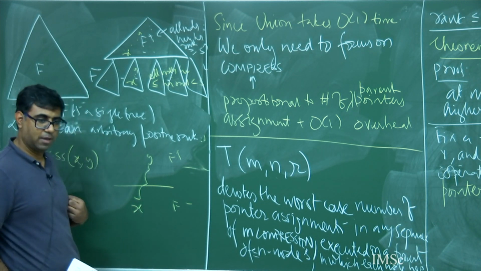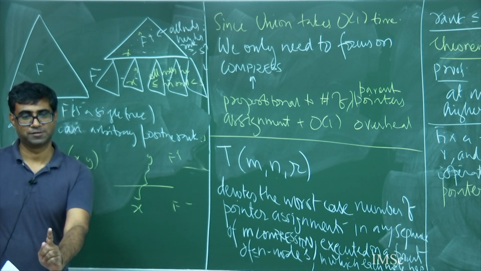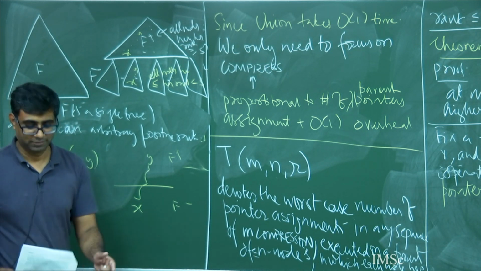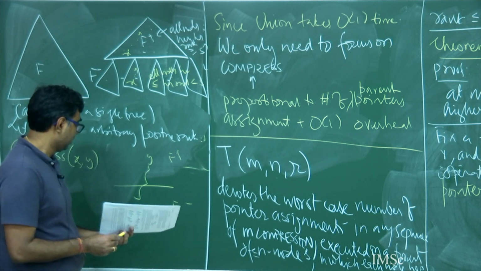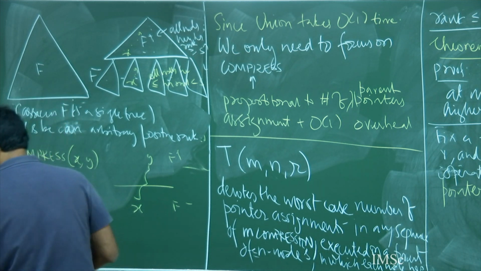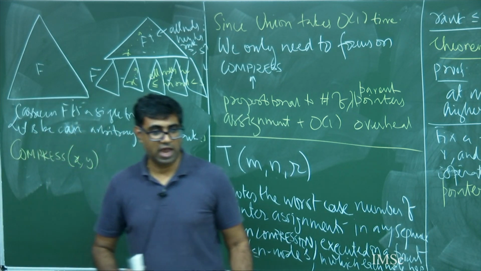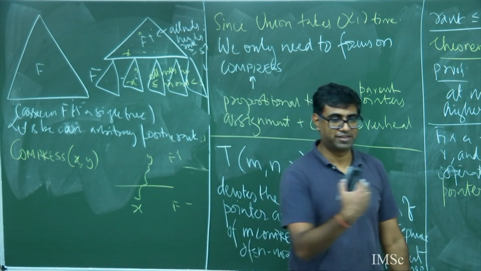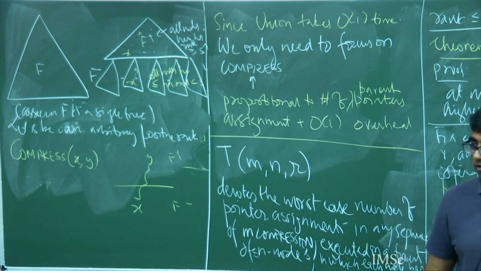What I am going to do, without changing the number of pointers, this is the important point. I will change this into some shattering and compress operation in this case, but I will not change the number of pointer operations. Because ultimately we have to get an upper bound of the number of pointer assignments using this algorithm or in this sequence.